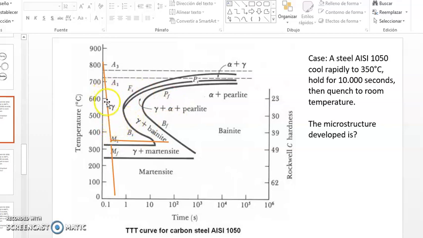In this exercise, for example, a portion of austenite passed to bainite, and the remaining percentage, if it's cooled or quenched, passed to martensite. So we have a mixture. It's crystalline phase martensite and crystalline phase bainite.